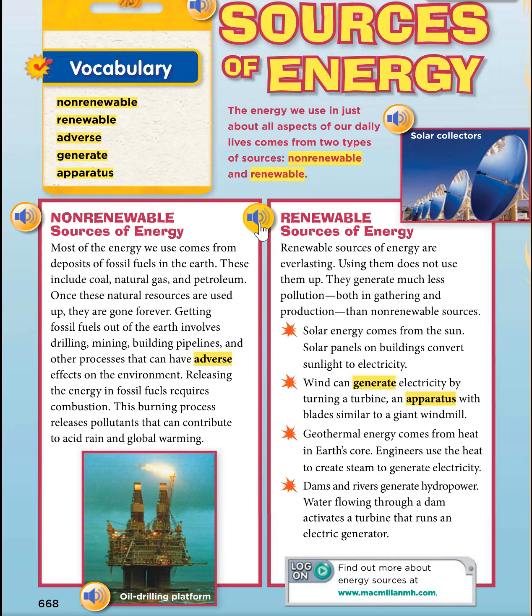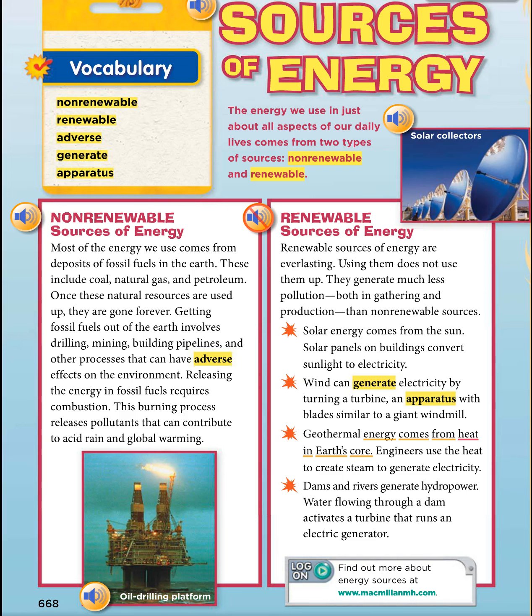Okay, now let's learn a little bit about renewable sources of energy. Renewable sources of energy are everlasting. Using them does not use them up. They generate much less pollution, both in gathering and production, than non-renewable sources. Solar energy comes from the sun. Solar panels on buildings convert sunlight to electricity. Wind can generate electricity by turning a turbine, an apparatus with blades similar to a giant windmill.